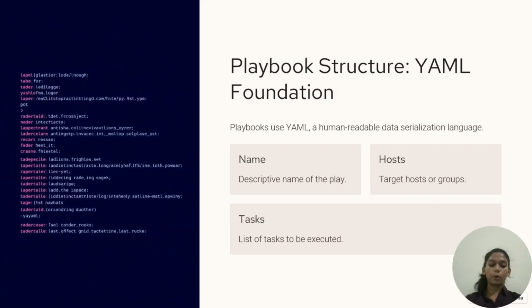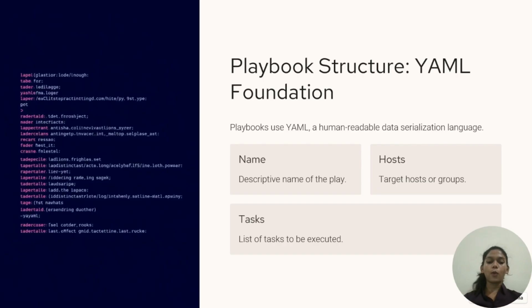Ansible Playbooks follow a structured format, and understanding these key components is crucial. Let's go over them one by one. The first is name. This is a descriptive title for your playbook. It helps you and others understand what the playbook does. The second are the hosts. This defines which servers or group of servers the playbook will target. Third are the tasks. This is where the magic happens. Each task tells Ansible what actions to perform.